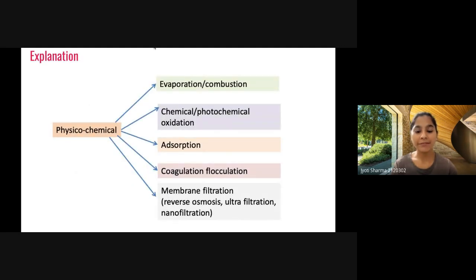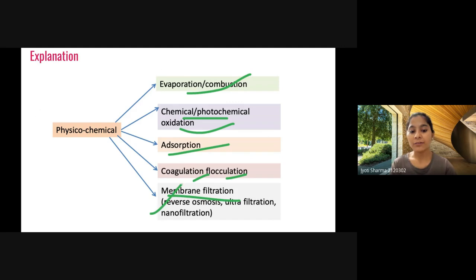And these are different, you can see. Under physiochemical method, you have evaporation and combustion, chemical and photochemical oxidation, adsorption, coagulation and flocculation, and membrane filtration. Under which you will have reverse osmosis, ultrafiltration, and nanofiltration. So based on that, that D answer was the right one.